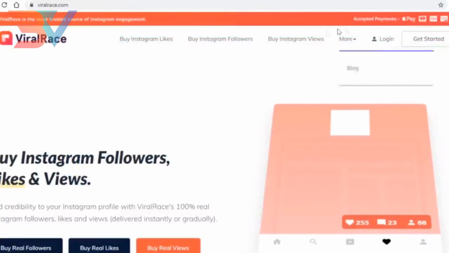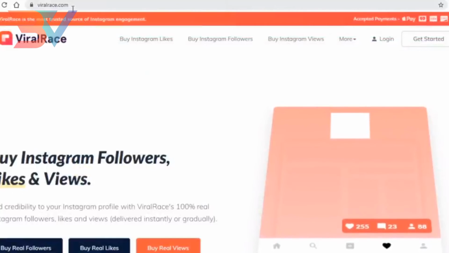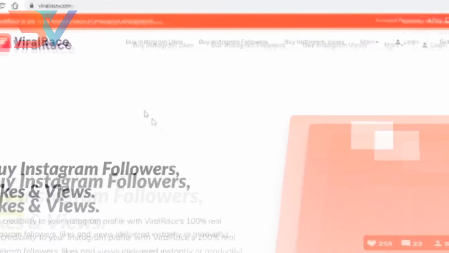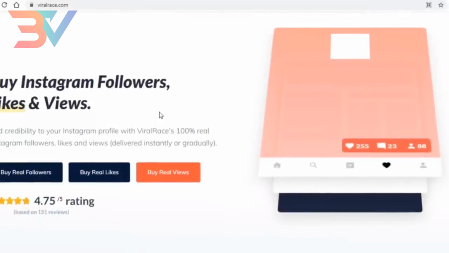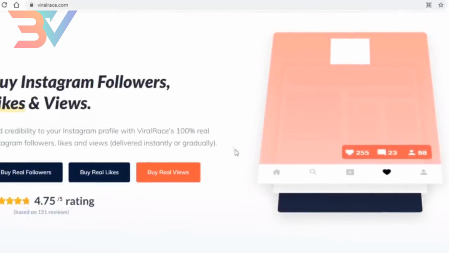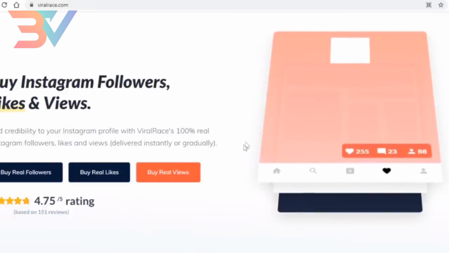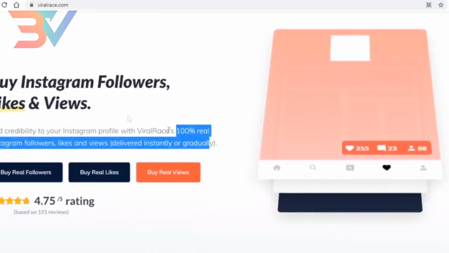Anyway, the third and last way you can do this is by simply buying real followers, and the best website for that is called viralrace.com. If you don't want to invest your money by promoting your Instagram account and you just want to get followers right away, then Viral Race is perfect for you. It will get you real followers quickly and for a cheap price.